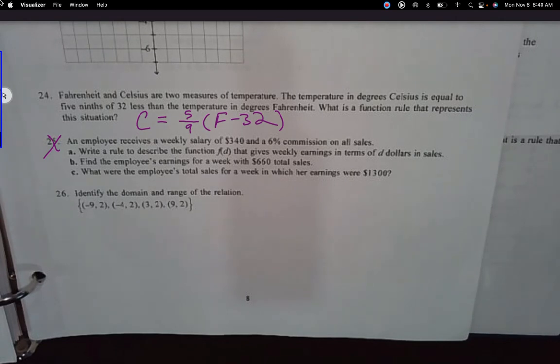Okay, 26. Identify domain and range. So you have to actually list them out. What's our domain? What's our range? What are the domain numbers? -9, -4, 3, and 9. There you go. Just your X. What are my range numbers? 2. That's it. Listed all those. That's your answer for that one. Domain is X values, range is Y values. And if you forget, domain is before range.